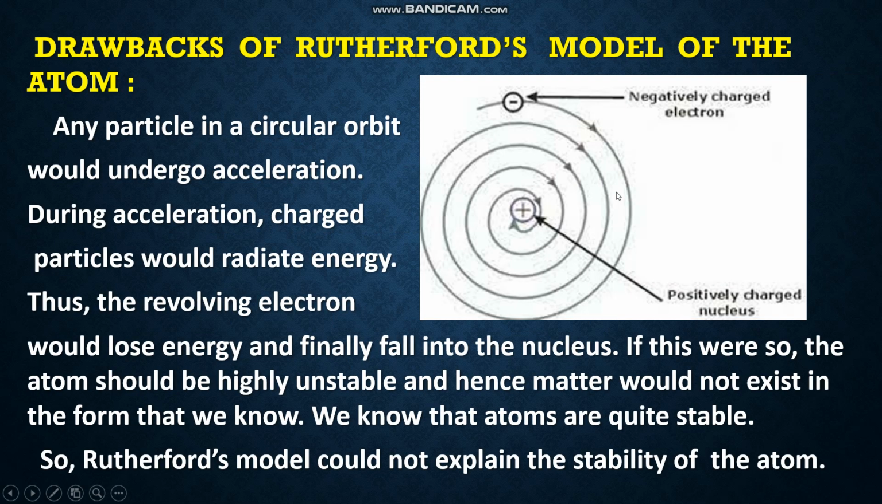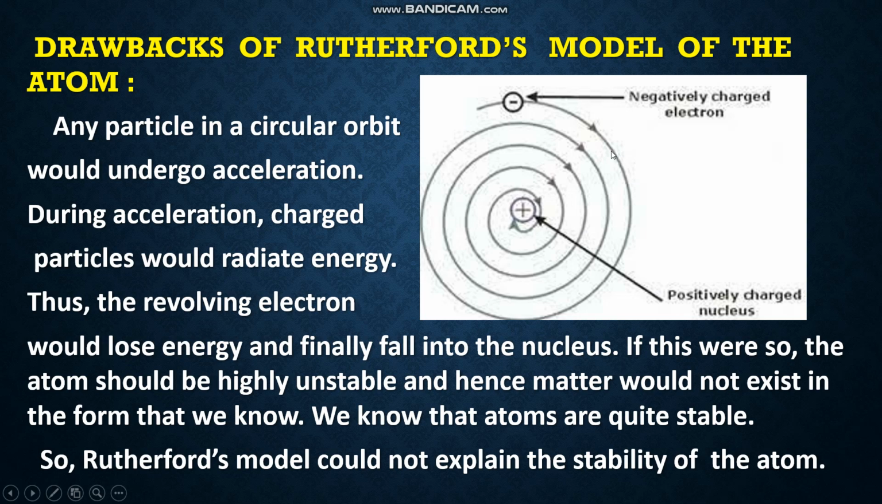Now, let us see what is the drawback of Rutherford's model. According to physics, any particle in a circular orbit would undergo acceleration. You have learned in physics what is acceleration. What is acceleration? Change in velocity. That means it can be a change in magnitude or it can be a change in direction. You have also learned that circular motion is a type of accelerated motion. What is the reason? In circular motion, each moment the direction changes.